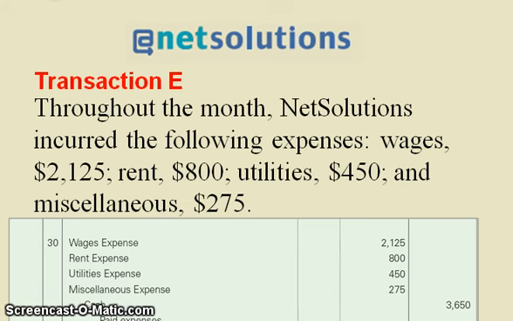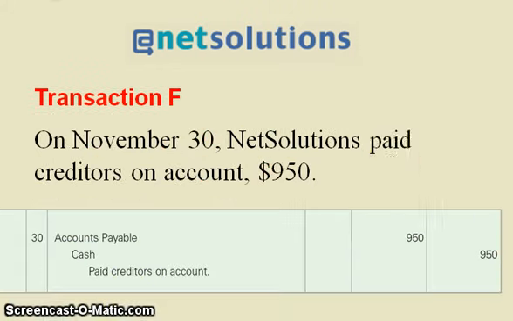Okay, this particular entry is a good example of how you can have many debits and one credit, and that's fine as long as the accounts balance and you have at least one debit and at least one credit. So here we go. Throughout the month, NetSolutions incurred the following expenses: a wage expense, a rent expense, utilities expense, and miscellaneous expense. Well, expenses are on the owner's equity side. Expenses draw down the value of your business, so they are on the minus side under an owner's equity account, and they are therefore a debit. On the right side, you spent the cash on all of these items, so that's a decrease to cash of $3,650.